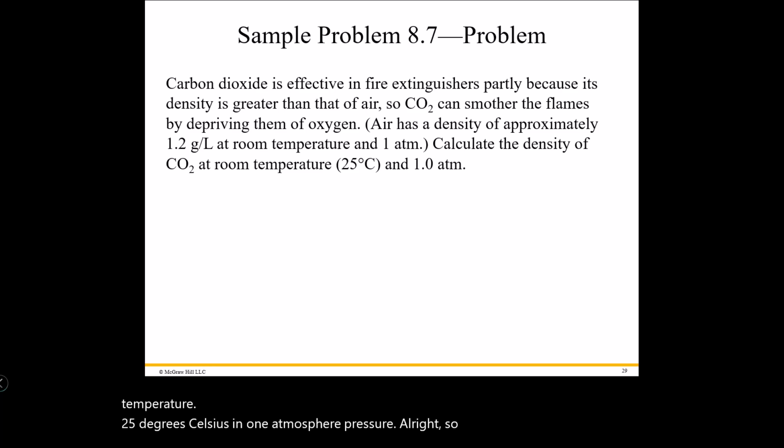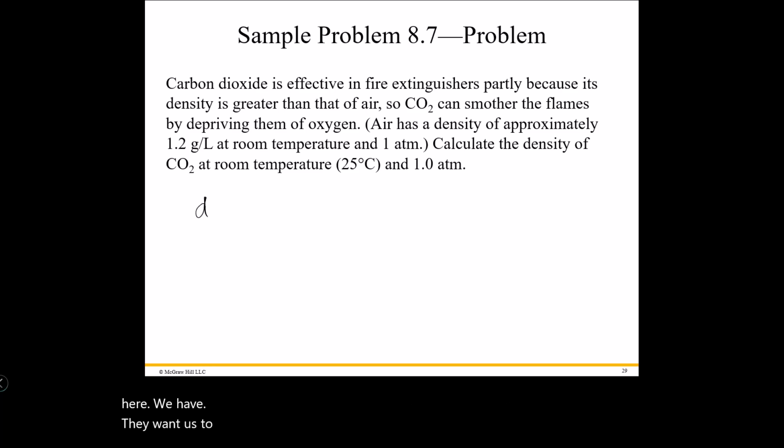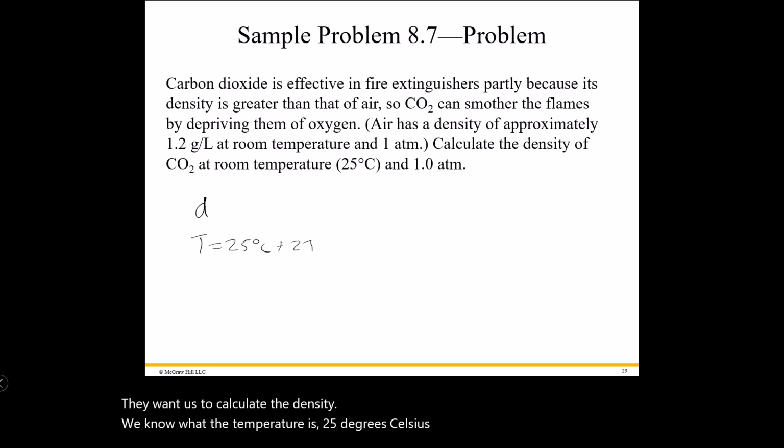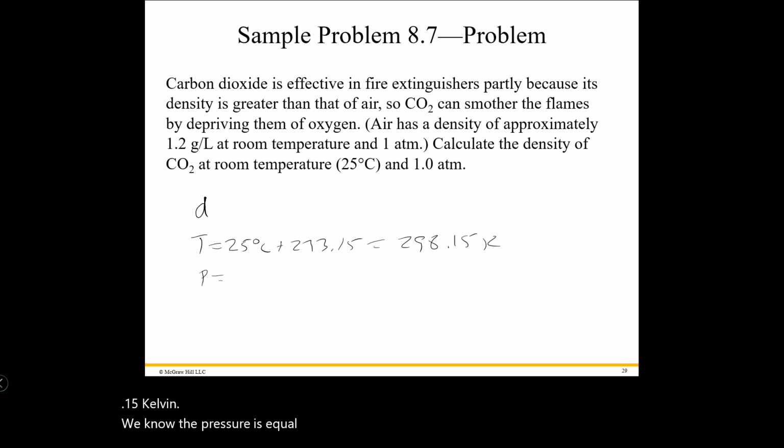So let's write down what we have here. They want us to calculate the density. We know what the temperature is, 25 degrees Celsius plus 273.15 equals 298.15 Kelvin. We know the pressure is equal to 1 atmosphere.